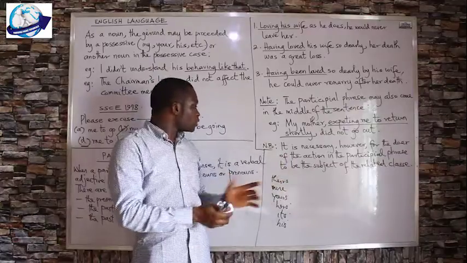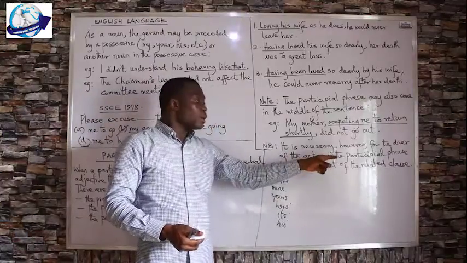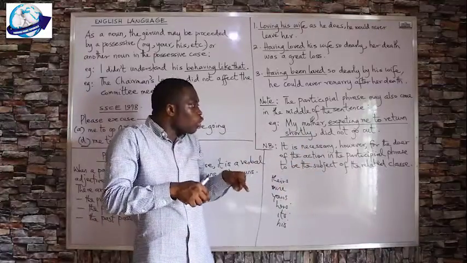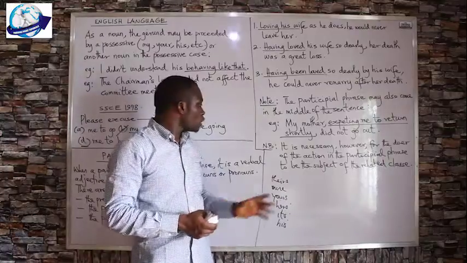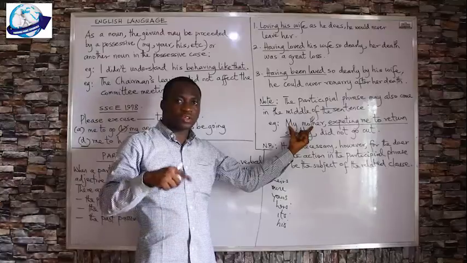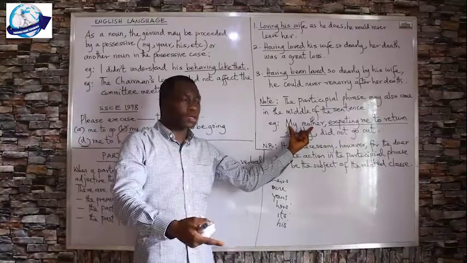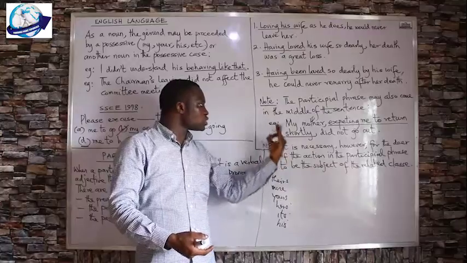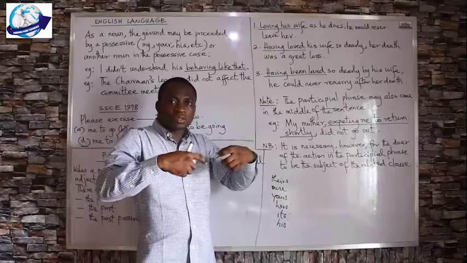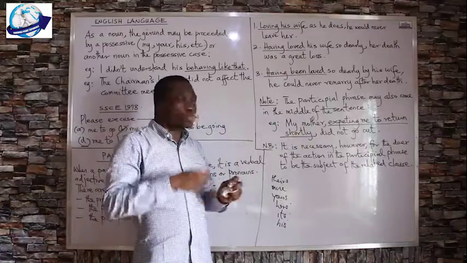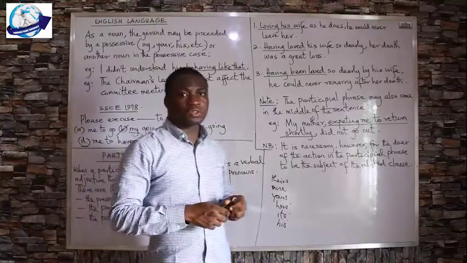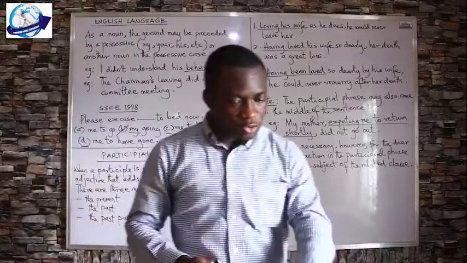And like I said here, it is necessary, however, for the doer of the action in the participial phrase to be the subject of the related clause. So likewise, the mother is at the beginning of the sentence because she is the doer of the action. She is the one expecting. So: my mother, expecting me to return shortly, did not go out. So the participial phrase is in the middle of the sentence. So we'll go further now and see other aspects of this topic. Thank you very much. Let's see the next part.